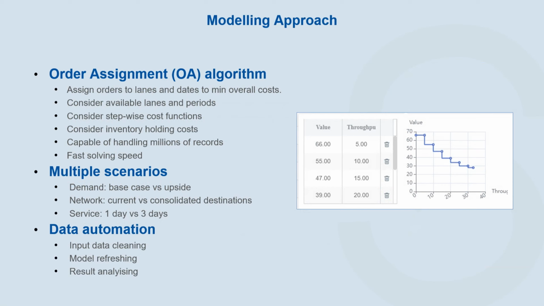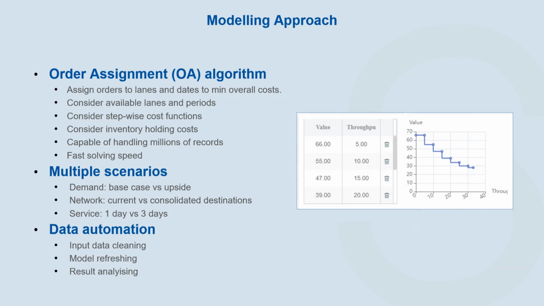The algorithm incorporates user-defined stepwise cost functions, enabling it to account for the economies of scale achieved through order consolidation. Additionally, it takes into consideration the cost associated with inventory holding when determining the optimal timing for order delivery. Remarkably, the algorithm has the capability to handle a vast number of shipments, even in the millions, and provides recommendations for the most advantageous solution from a holistic perspective very quickly.